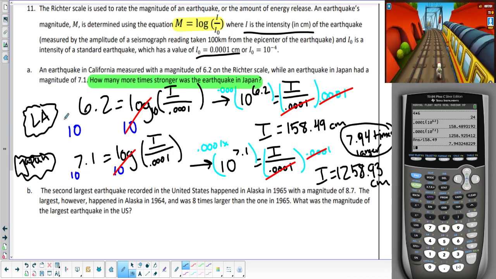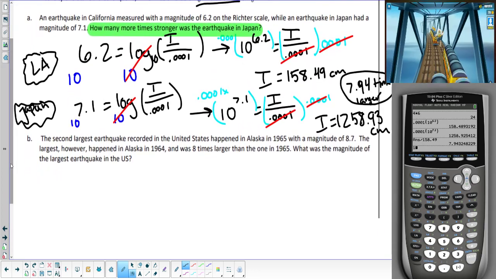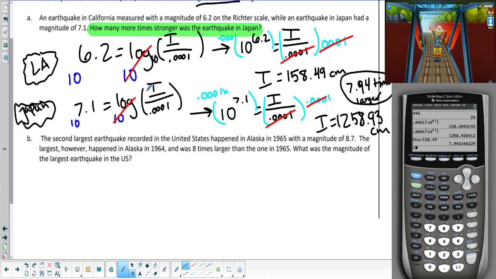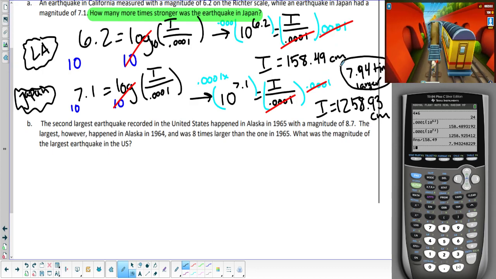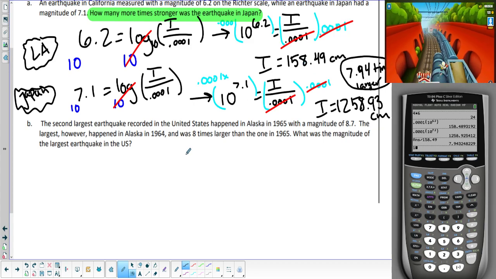Wild, crazy. For reference, I think the largest earthquake in Spokane is in the 5s. I think it's like 5.2 or something. The largest earthquake that's measured is probably 8 or even less times the one in California. So it's pretty small. We don't really get earthquakes here.